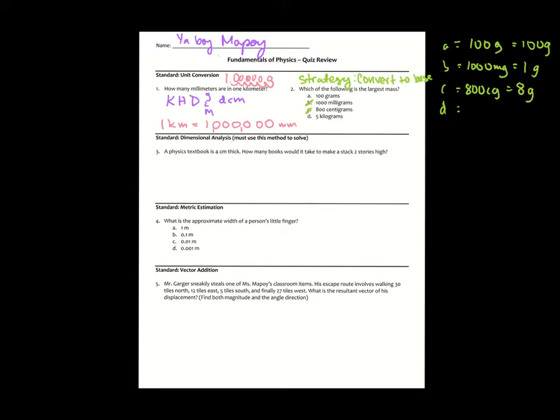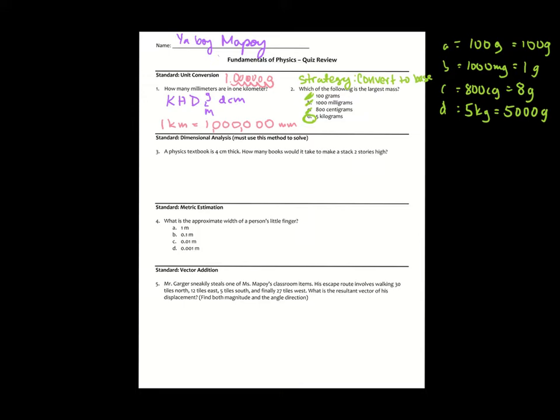Now 5 kilograms. We go from kilo to base. That's 1, 2, 3 places to the right. We already have 5, 1, 2, 3. We add an additional 3 zeros at the end of the 5. And that's 5,000. And our answer choice is D, 5 kilograms, which is equivalent to 5,000 grams.